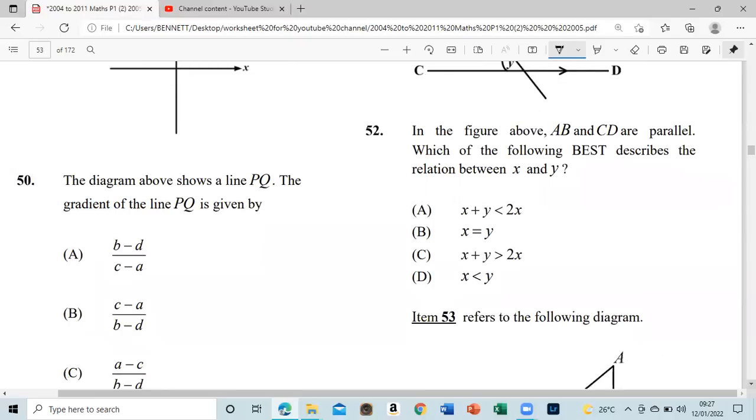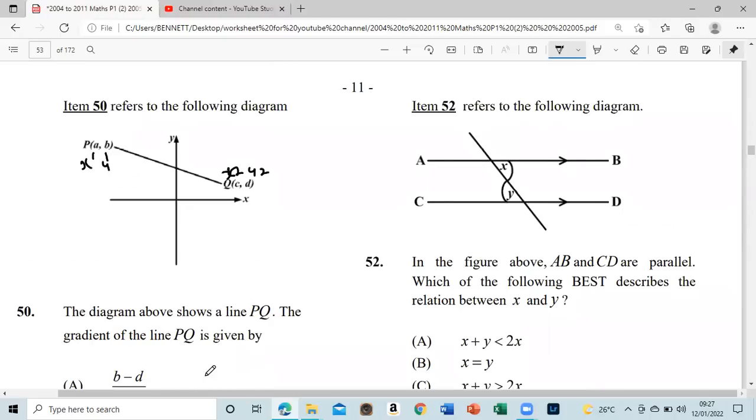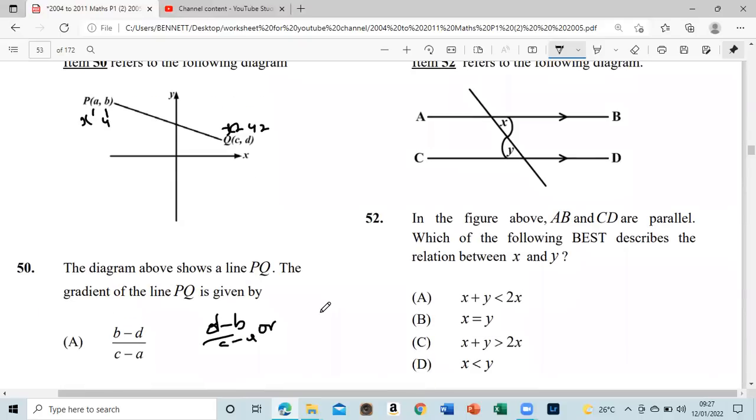The diagram above shows the line PQ. The gradient of the line PQ could be one of two things: either (y1 minus y2) upon (x1 minus x2), or y2 minus y1 upon x2 minus x1. So that would be B minus E upon E minus C. So it's either one of them two options here.